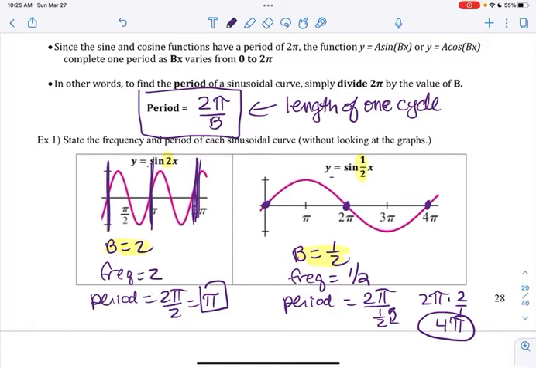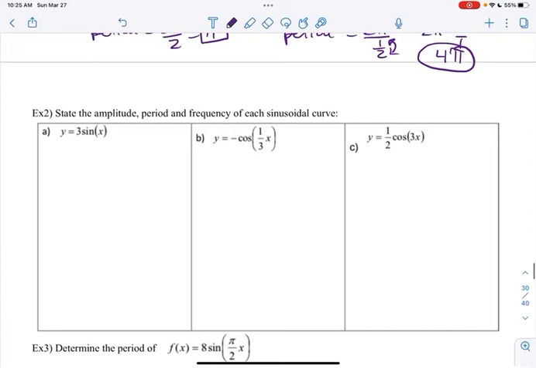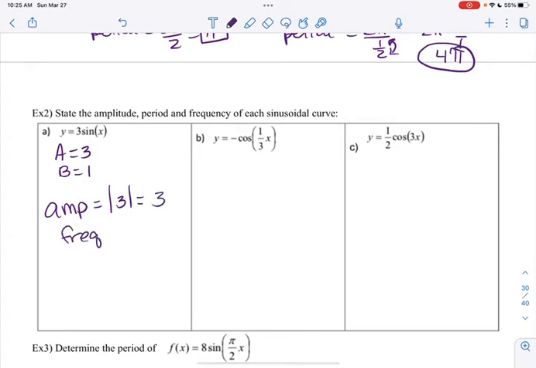So a tiny bit different. Let's look at just a few examples. I want to state the amplitude, the period, and the frequency of each of these graphs. I'll look at A and C. A is 3, B is 1, because there's no number in front of that x. The amplitude is just the absolute value of 3, which is 3. The frequency is my B value, and my period is 2 pi over B. So my period is just 2 pi. I will have one complete cycle between 0 and 2 pi. The only thing that's changing here is my height.